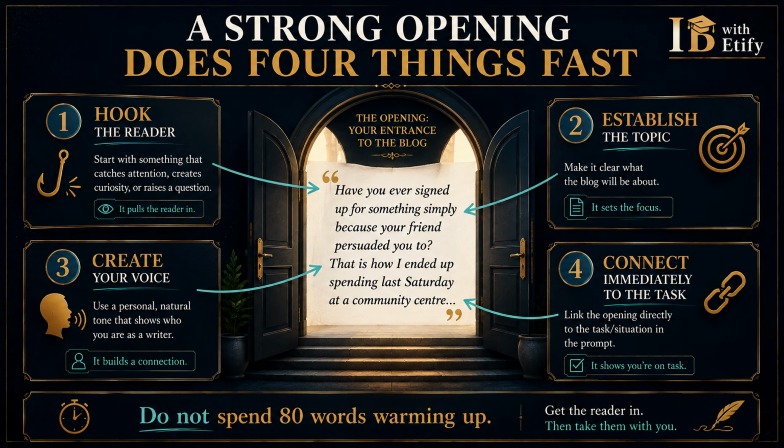Consider this opening. Have you ever signed up for something simply because your friend persuaded you to? That is exactly how I ended up spending last Saturday sorting food donations at our local community center. I expected 6 tedious hours of moving boxes. Instead, I left wondering why I had waited so long to volunteer.